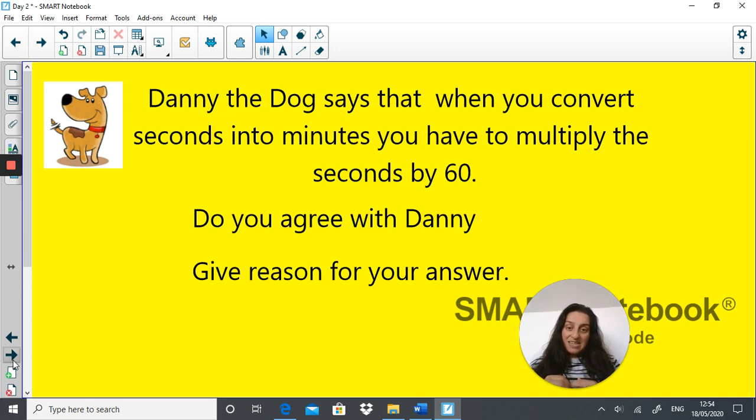And fortunately for Danny, he is wrong. Because when you convert seconds into minutes, you have to divide the seconds by 60, not multiply. So hopefully you were able to pick that little slight mistake that Danny Dog made. If you did, well done.